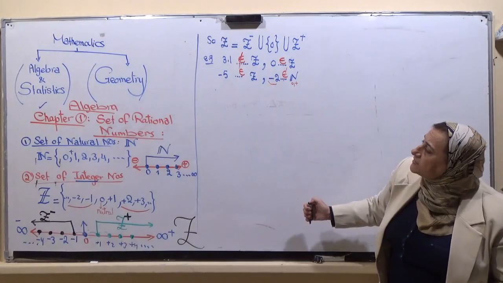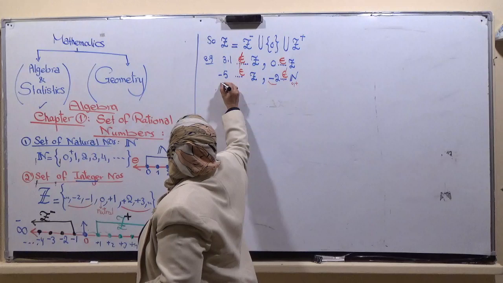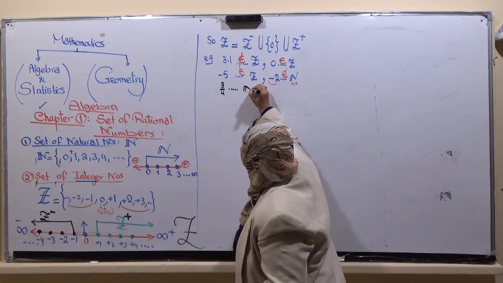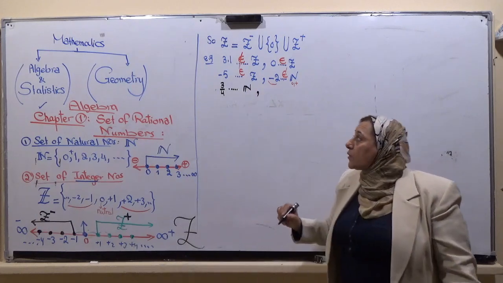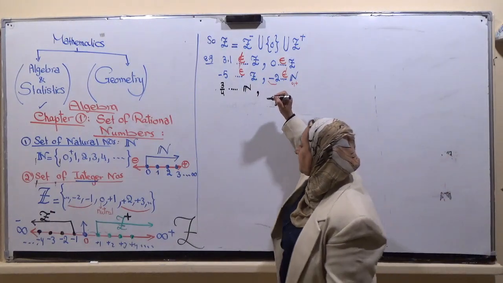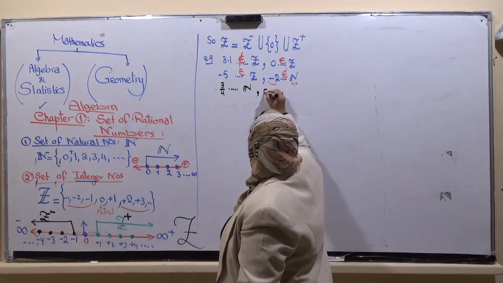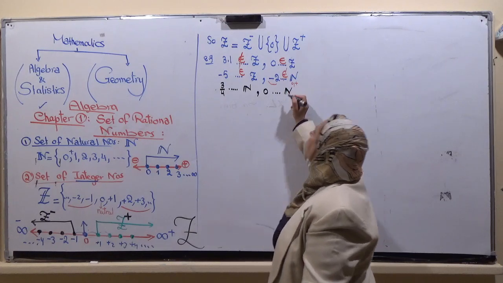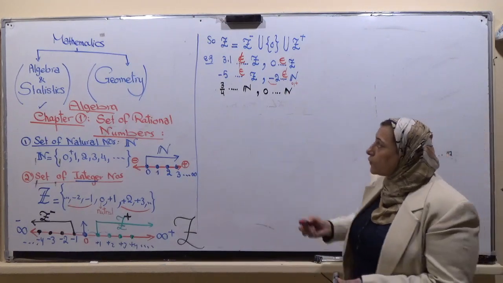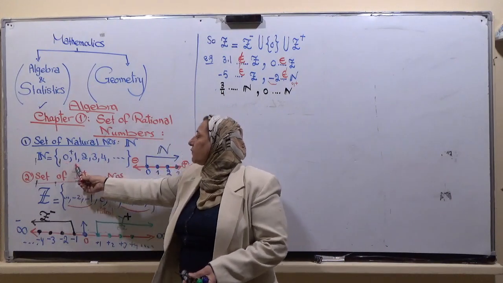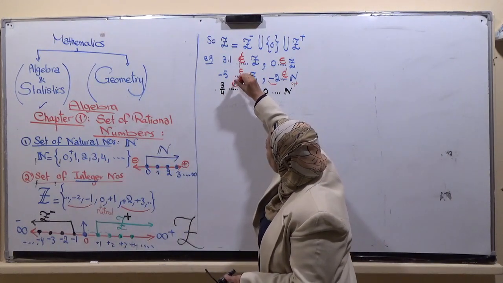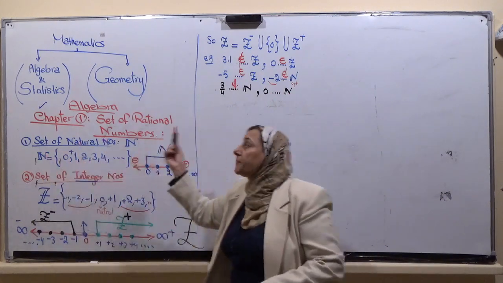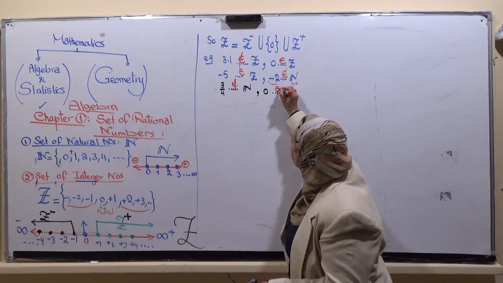What else can we say also? Can I ask about 3 over 4? What's the relation with the natural numbers? What else? I want to ask about 0 and the set of N. 3 over 4, is it natural? No, it isn't. It doesn't belong. Also, does 0 belong to the natural numbers? Yes, 0 is a natural number, so it belongs to it.